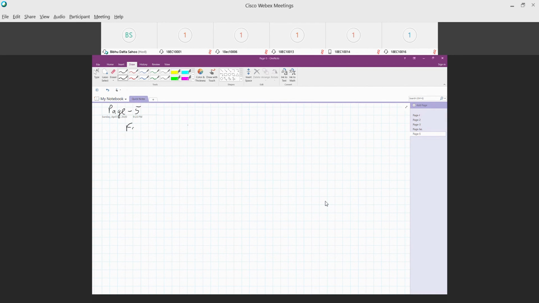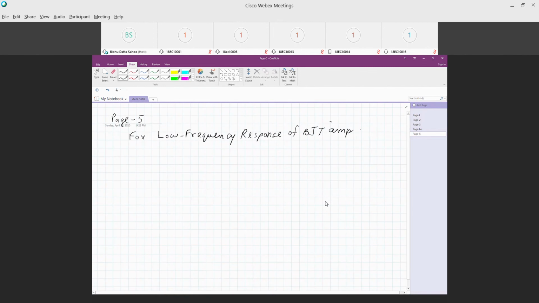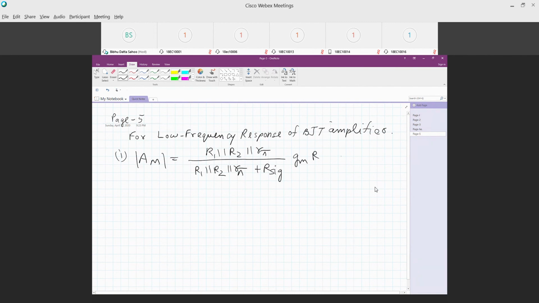For the low frequency response of BJT amplifier, we have midband gain equal to the same as before, the only difference is that R pi comes in parallel, and the first pole due to the coupling capacitor is given by 1 over CC1 times R1 parallel R2 parallel R pi.